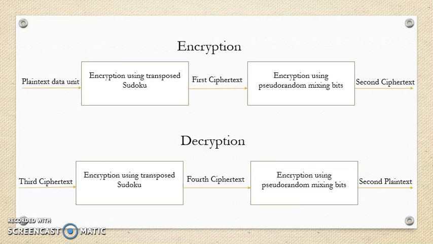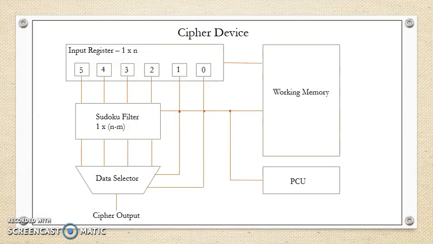Any change in value, polarity, evenness, or the position may lead to a different ciphertext that does not match the corresponding plaintext. Now, let us look at the apparatus for stream-type block ciphering. A cipher device includes an input register, a Sudoku filter, and a data selector.